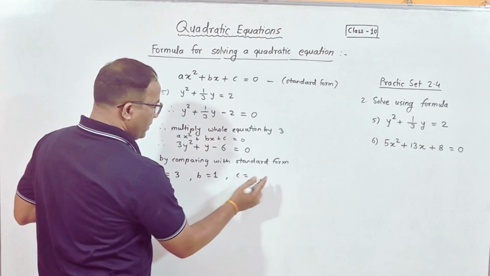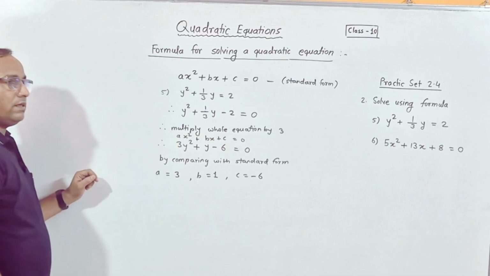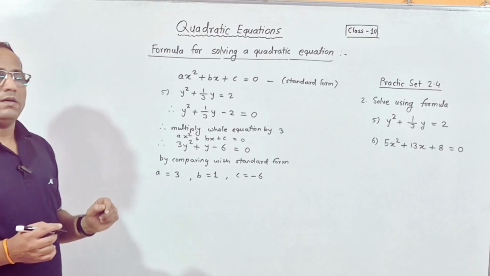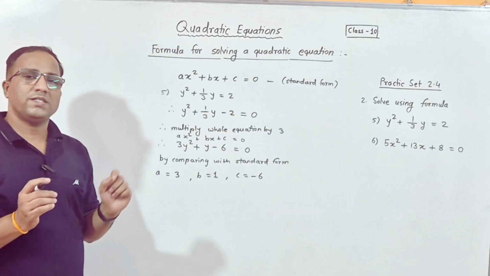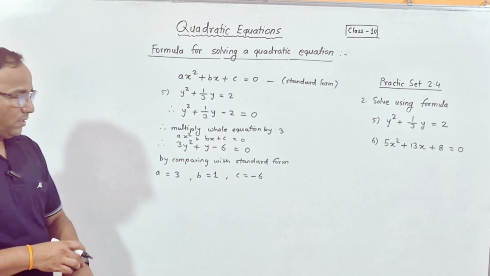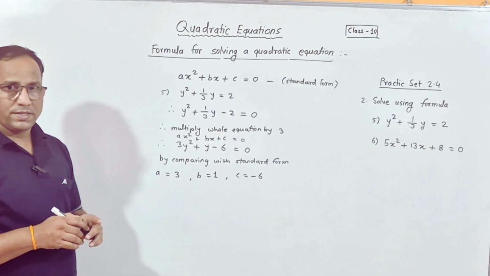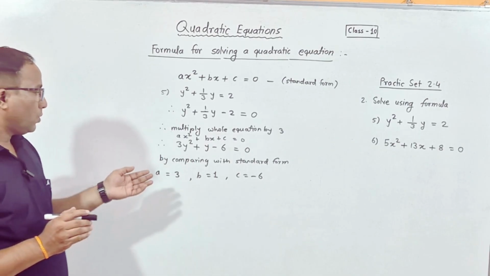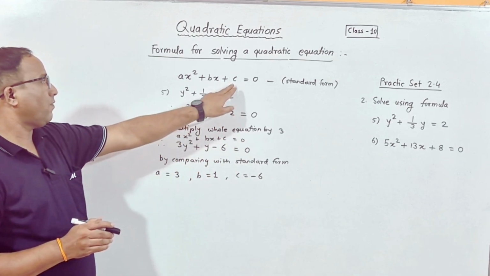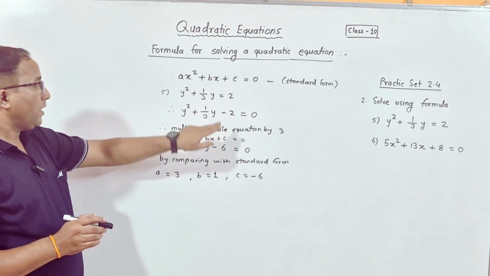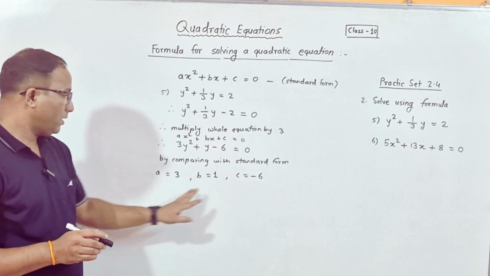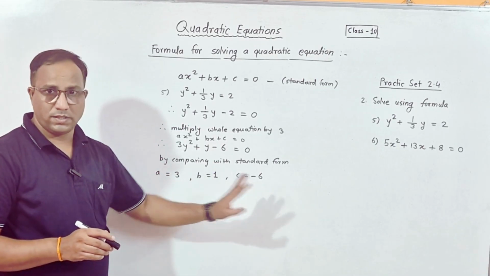Now value of C is minus 6, not just a 6. Most students make mistakes here. They are not taking the sign with the value of C, because the sign has to be considered with that number. So value of C is minus 6. Whenever we see here in standard format a plus sign, and if in our equation the number has a minus sign, then we have to take it here. Okay, these are the three values, A, B and C.